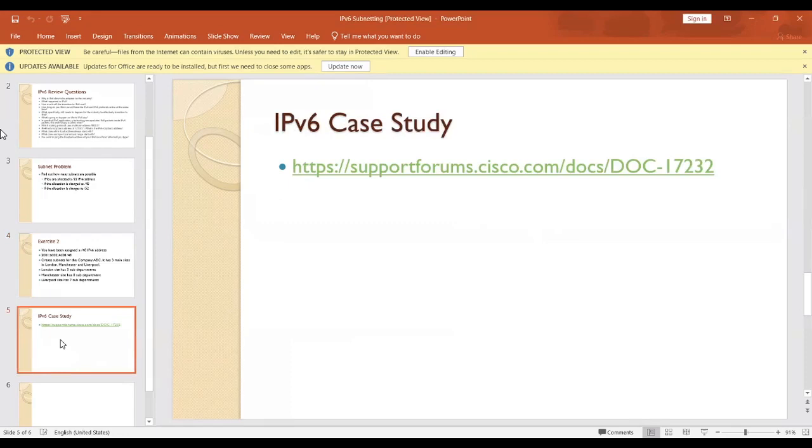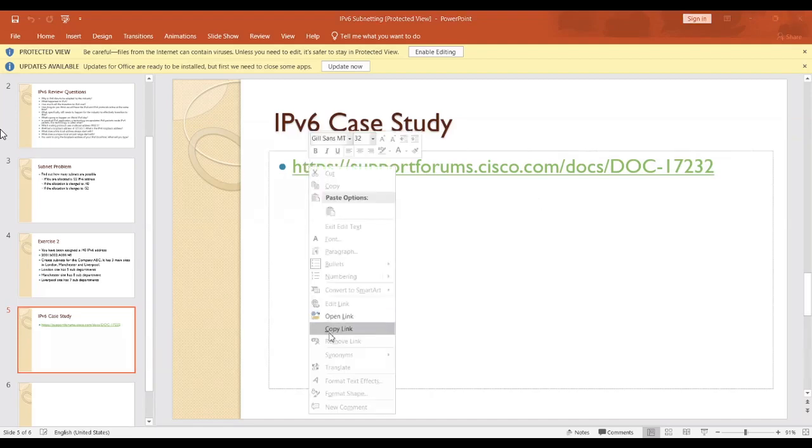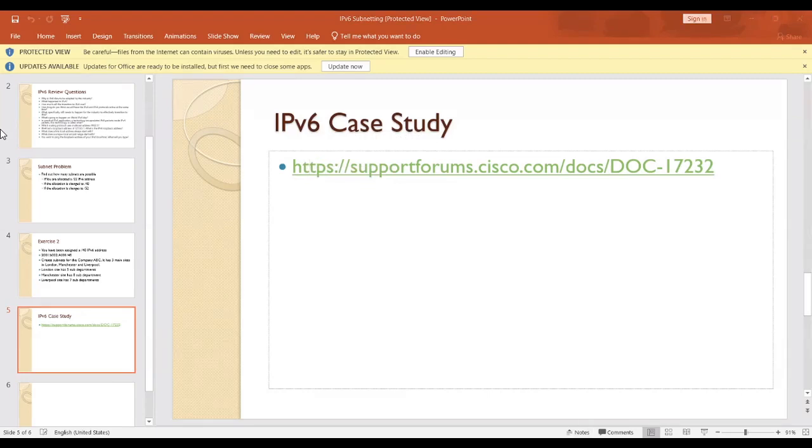You can refer to this case study from this particular link. Let me see if I can copy the link, and I will put it into the chat box, so you can refer to that case study to understand how IP version 6 works. I'll paste it to the chat box.